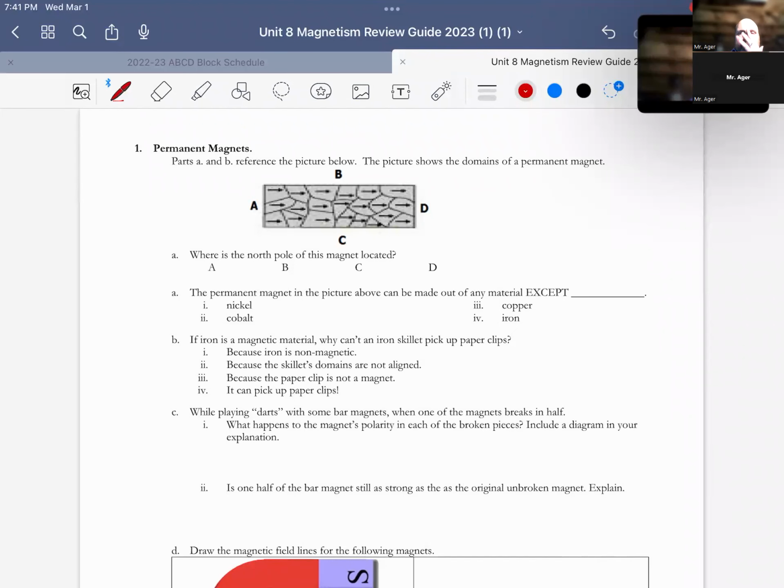Page 1. So this is all about permanent magnets and drawing the magnetic field. Key ideas with permanent magnets: you need unbalanced electron spin, which I'm not sure is actually in here anywhere now that I'm thinking back to it.